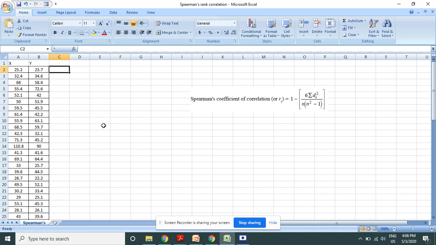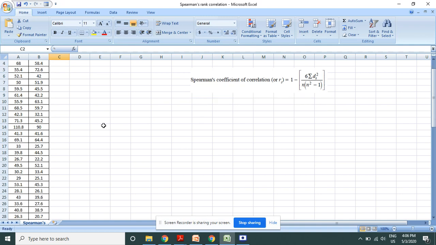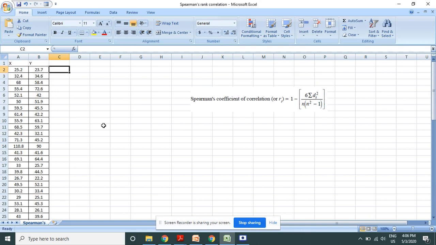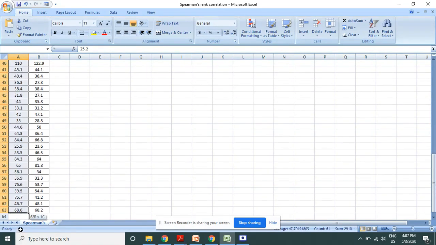Today, we will see how Spearman's coefficient of correlation can be found in Microsoft Excel. In this, I have two data sets, X and Y, and you can see the total number of elements in both the data sets is 62.